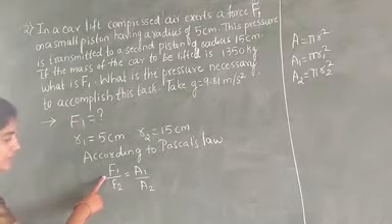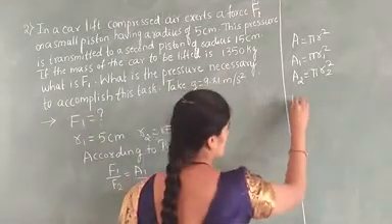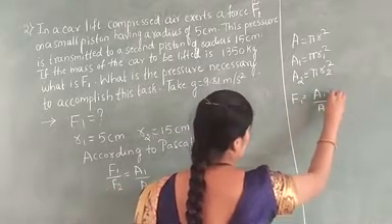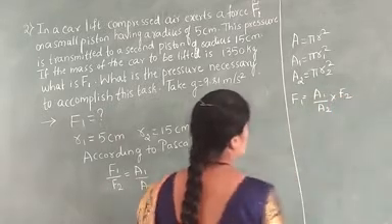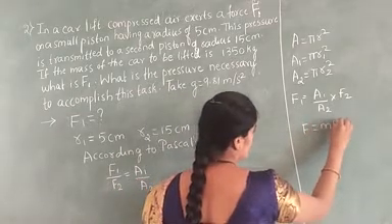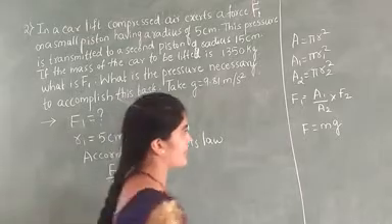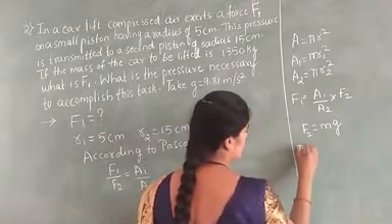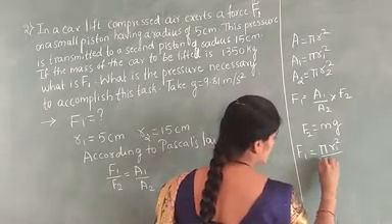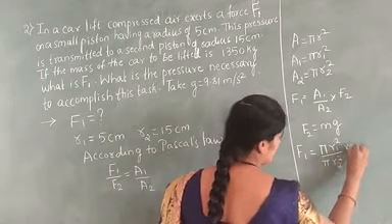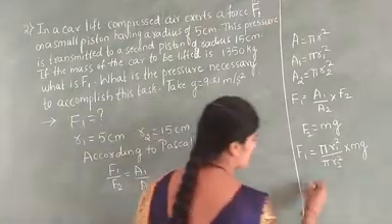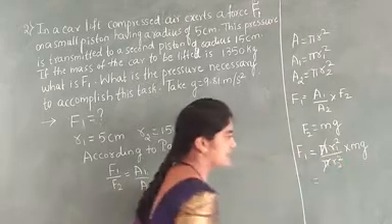Now here we have to find the value of F1. Therefore the formula for F1 is equal to A1 by A2 into F2. Now for F2 we consider F is equal to M into G. Now put all the values, we can get the value of F1. Therefore F1 is equal to pi r1 square by pi r2 square into mg. We know the value of r1, r2 and g. Put the values. Here the terms of pi get cancelled.